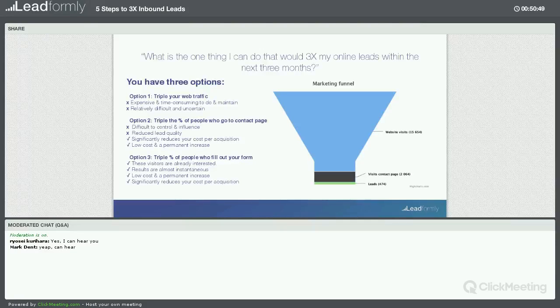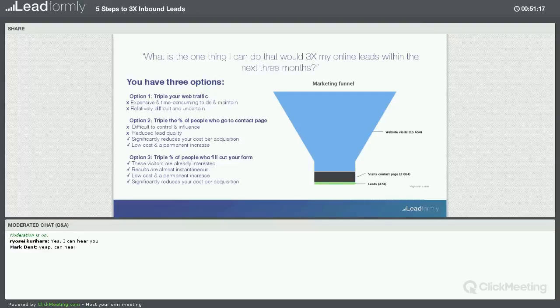Now, your final option would be to triple the percentage of people that actually fill out your form. Now, this is where, for virtually all companies that I see, one of the best areas to focus on, because there's so much opportunity here. These visitors are already interested. They're already on your contact page or your product page. They're already interested and ready. The results are almost instantaneous. If you were to make changes tomorrow to optimize your form, you would have results tomorrow.